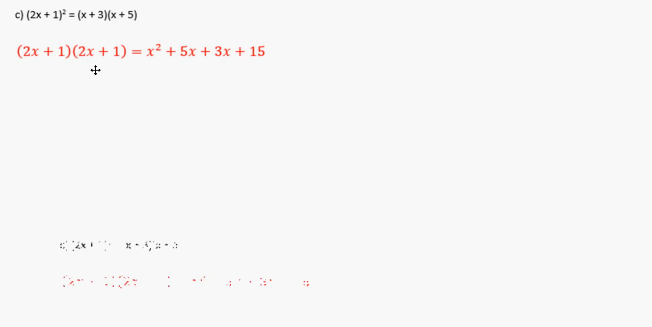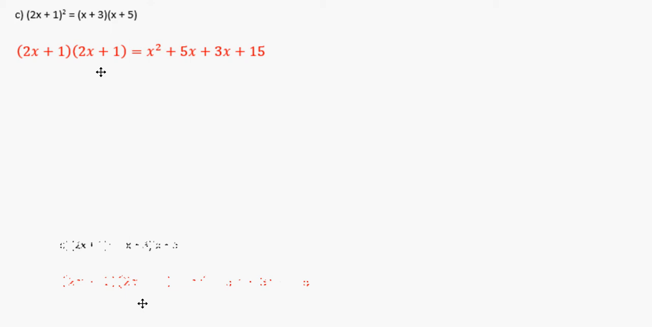All right, so here we go. I've got a quadratic on the left side and a quadratic on the right side. The first thing I want to do here is write out, as we get ready to expand. So 2x plus 1 squared is 2x plus 1 times 2x plus 1. On the right side, I just FOILed. Again, first, outside, inside, last, so I get this.